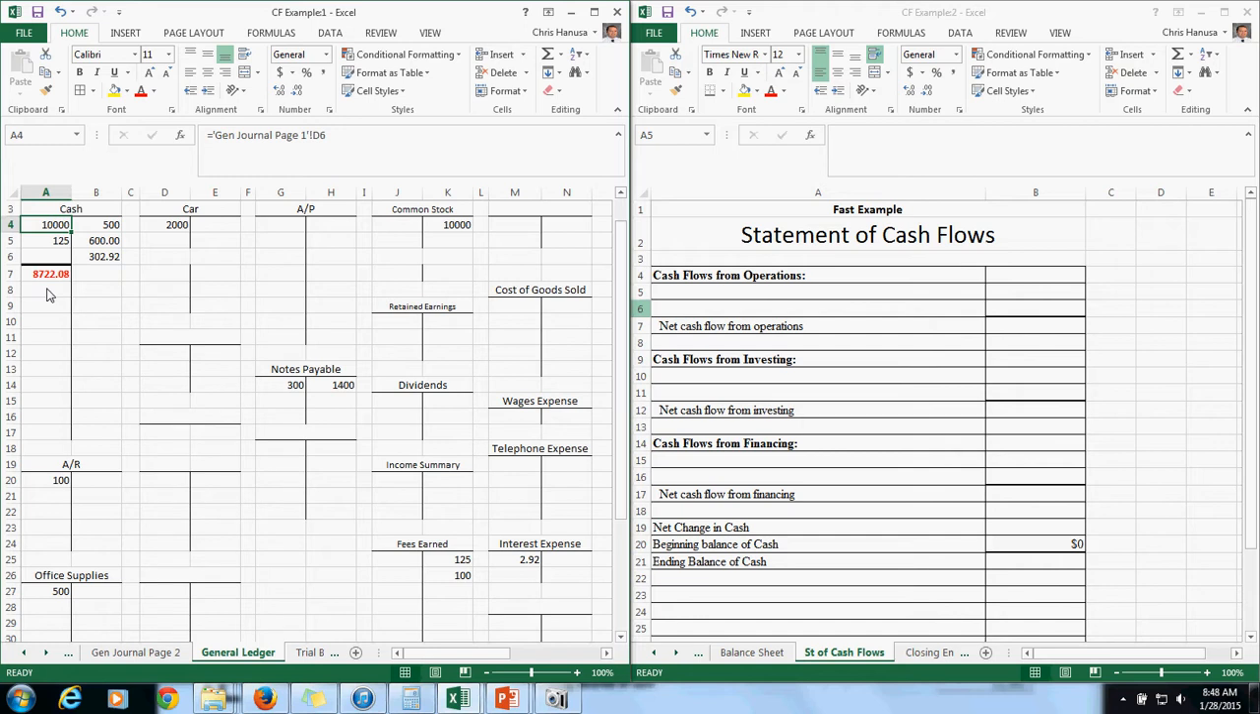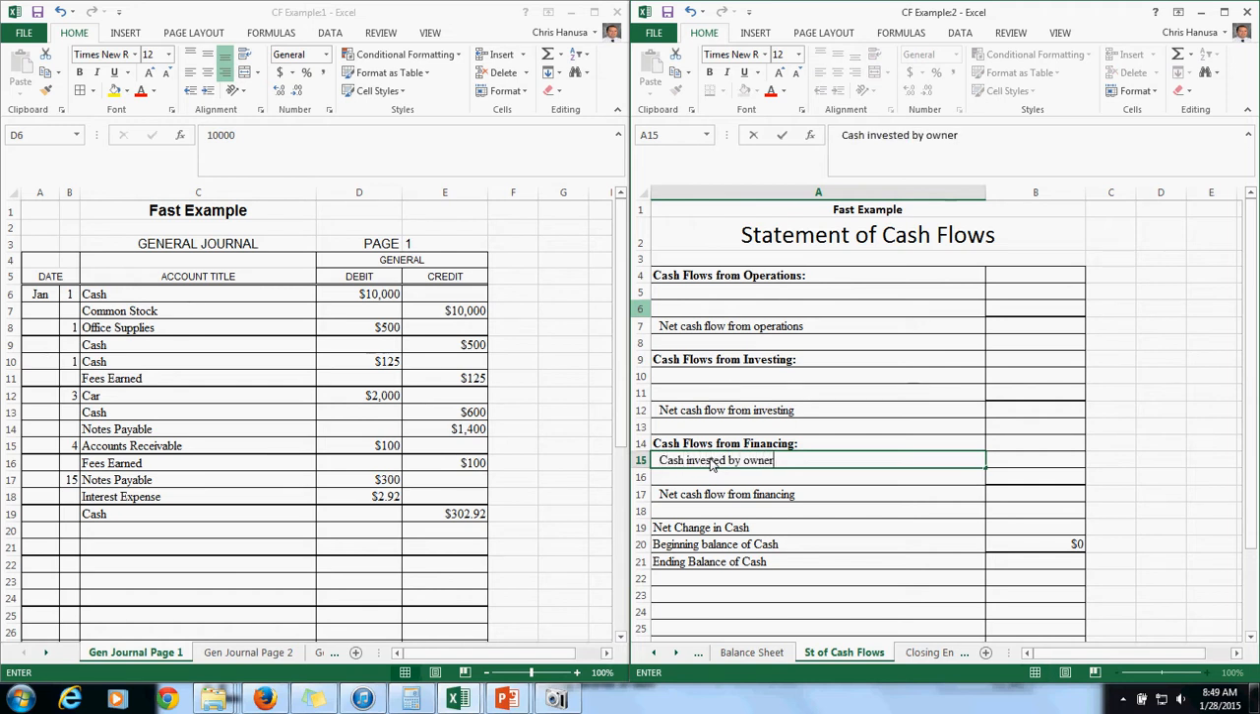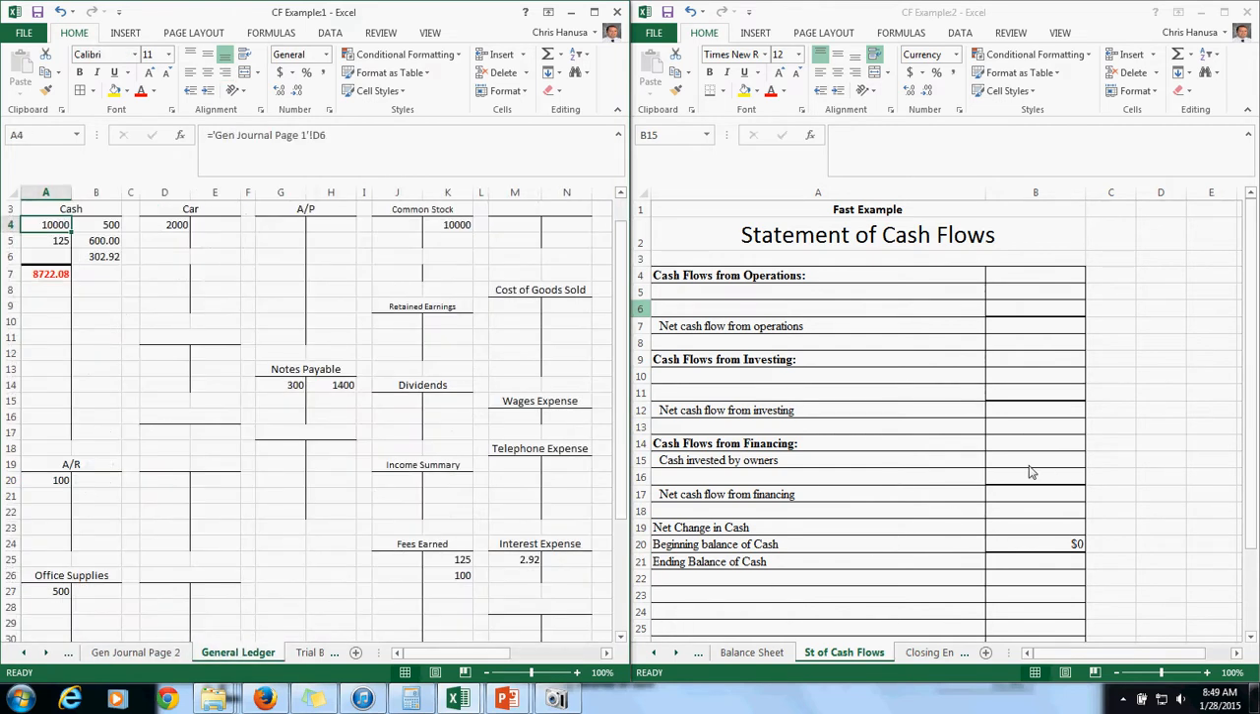In the end, I need to prove how I got this $8,722.08. So I've got $10,000 and it's coming from journal page 1 D6. So let's go to journal page 1 D6, and here's all my transactions. Now cash is coming in due to common stock. That would be an investment from the owner. So I'll go over to my net flows, cash flows from financing, and I can say cash invested by owners. And here I'll go ahead and link, and let's link actually to the ledger. That's a little cleaner. That can show that I'm definitely linking everything from the ledger. So I'll link to the ledger, the $10,000 debit, and I've got a positive $10,000.